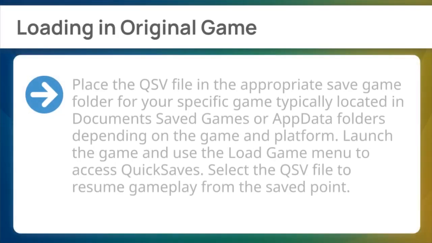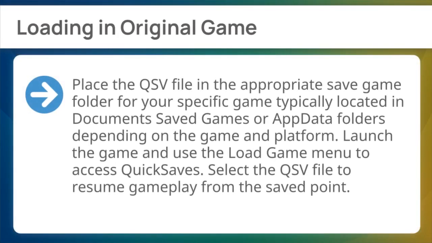First, loading an original game. Place the QSV file in the appropriate save game folder for your specific game, typically located in Documents Saved Games, or App Data folders depending on the game and platform. Launch the game and use the Load Game menu to access QuickSaves. Select the QSV file to resume gameplay from the saved point.